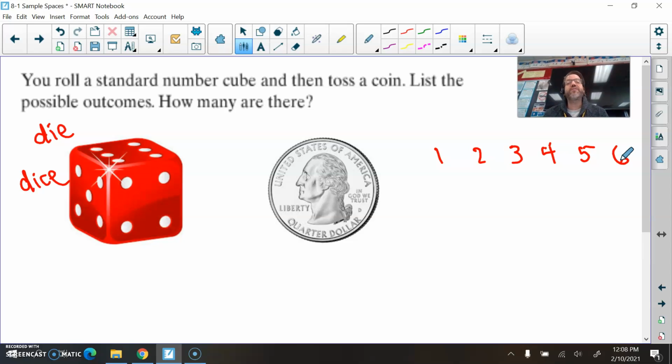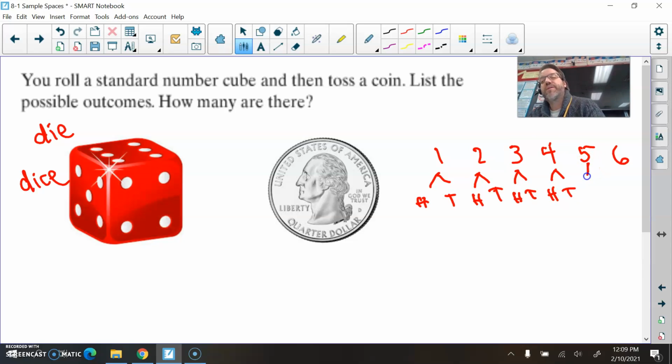Now, after you roll that die, you're going to toss the coin. Your possible outcomes when you toss the coin will be either heads or tails. So off of each of these, I'll have heads down and I'll have tails down. Same thing here. I could roll a 2 and then land on heads or land on tails. Same thing for 3, heads or tails. 4, heads or tails. Boy, these tree diagrams get kind of big, don't they? 5, heads or tails. And the same thing with 6, heads or tails.